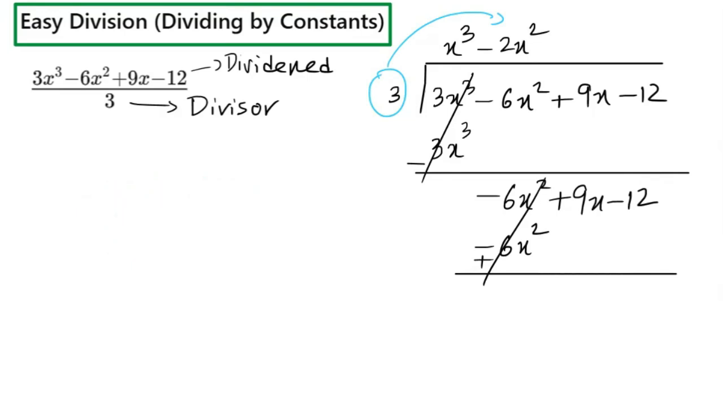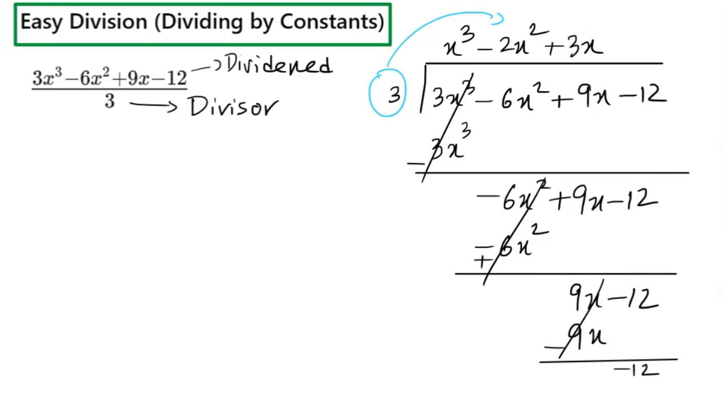Whatever way you can do it, either divide it or just think straight away, like pull down this 9x and minus 12. What do you multiply 3 with in order to make it a 9x? So multiply this with plus 3x. So 9x, and you subtract again. There we go. And you're left just with negative 12.